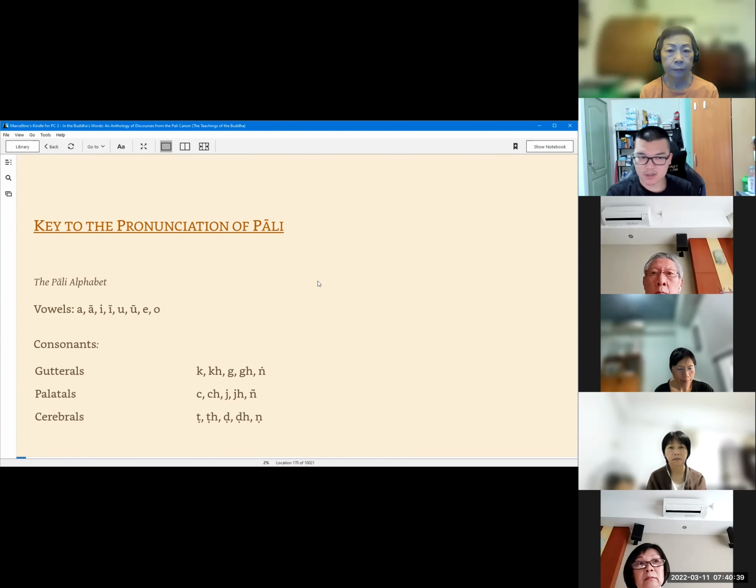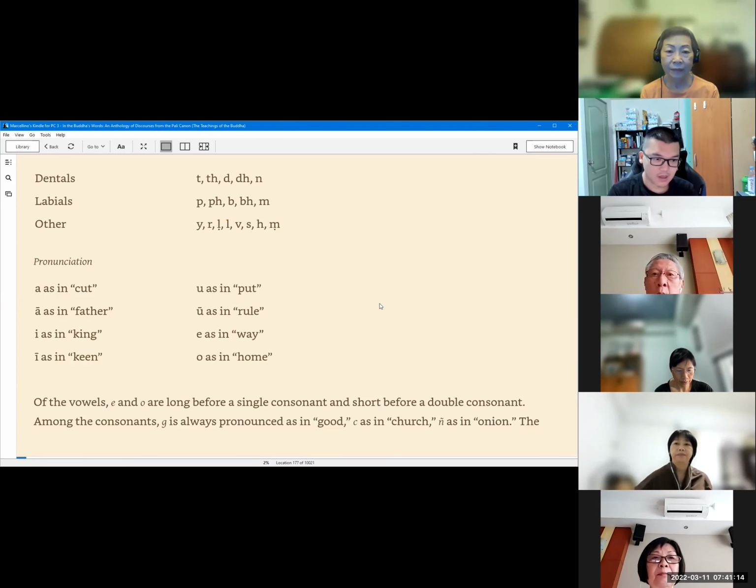This is some guidance on how to pronounce the Pali. For now, we don't really have to, you can just briefly go through. And if you encounter any Pali words in your reading, just read them as best as you can, unless you're really interested in learning the Pali language. So whatever words you see, just read. What do you think it sounds like? Okay, I will skip this part.